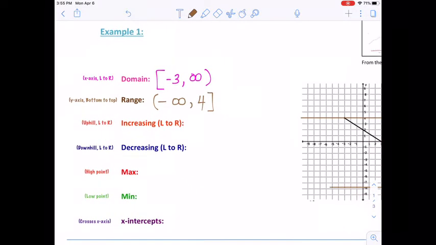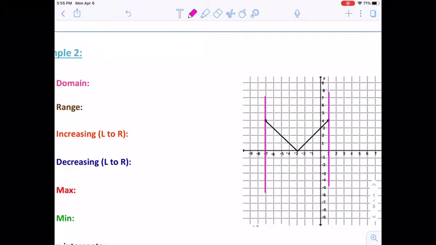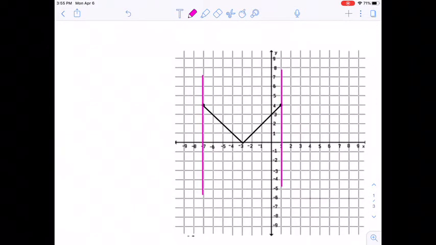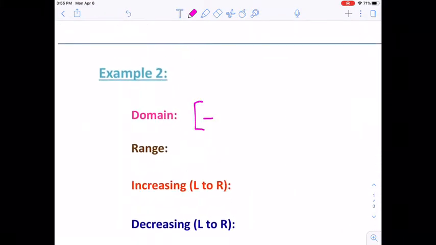Let's move to example 2 and look at domain and range on that example. Domain is from left to right on the x-axis, and we can see we are at -7 on the left and +1 on the right. Both of those endpoints are included in the graph, so I'm going to use the square brackets. -7 on the left, +1 on the right.